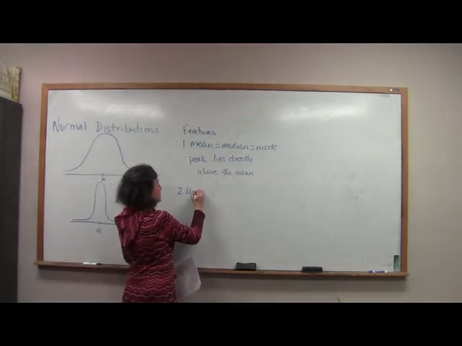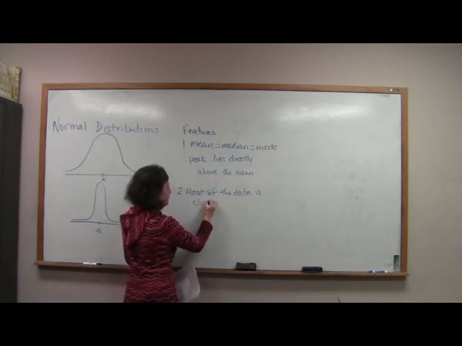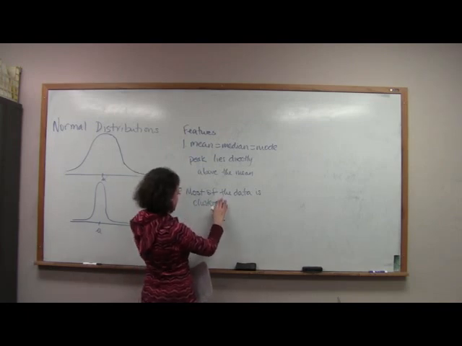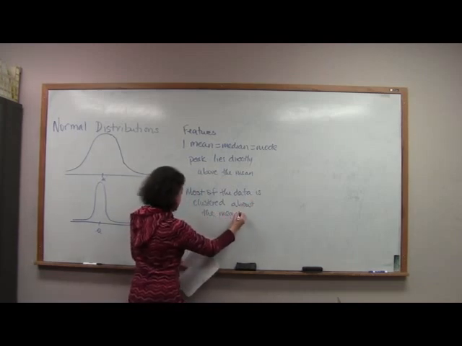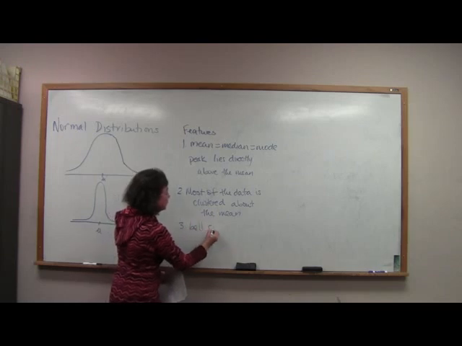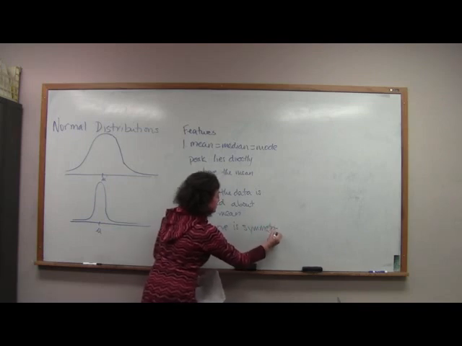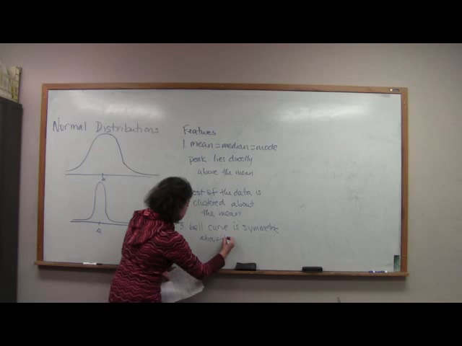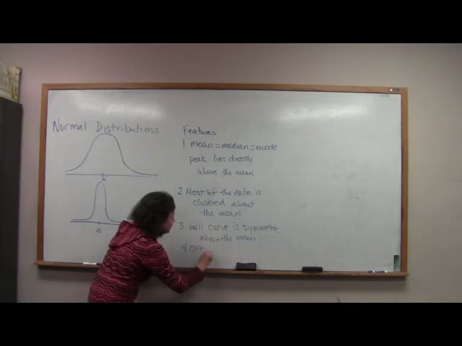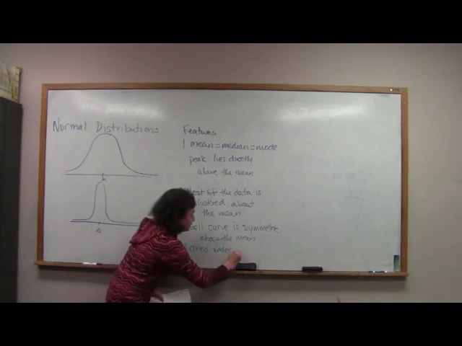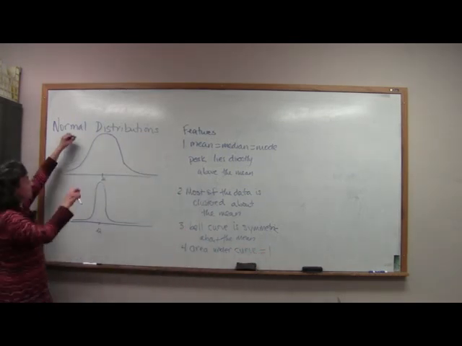Another common feature is that most of the data is clustered about the mean, and that the bell curve is symmetric about the mean. And one more, the area under the curve is 1.